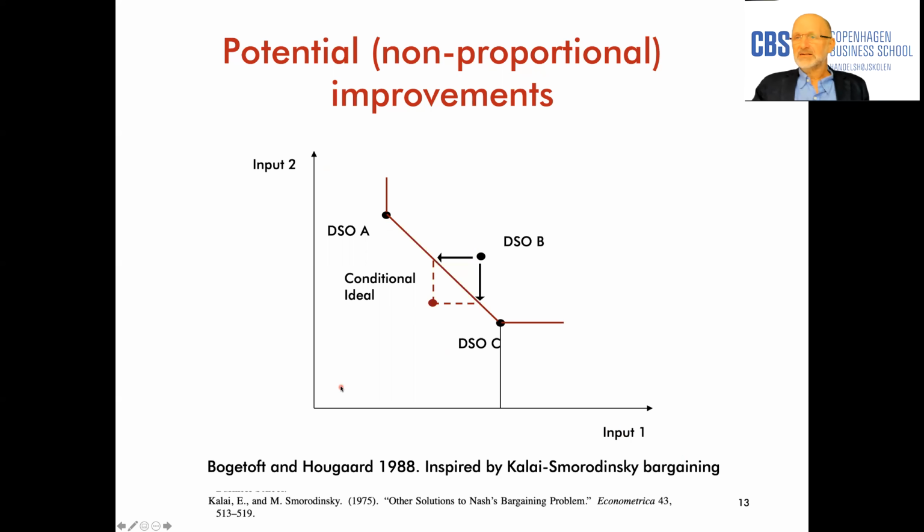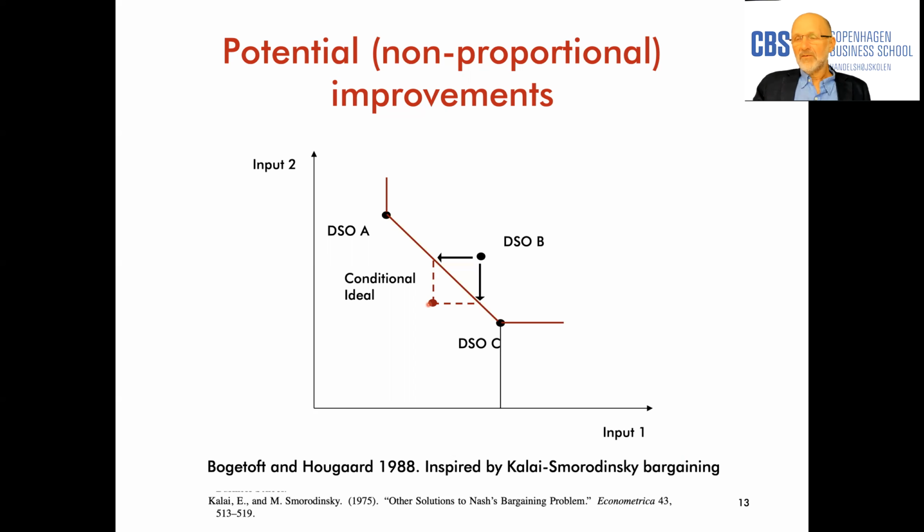Instead, the idea is that you project this point on the frontier in this direction and in this direction, and that gives you a point down here and a point here, so that the conditional ideal would be like this. Okay, let's think of an example.